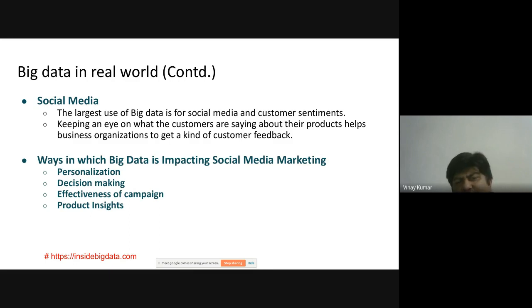The way in which big data is impacting social media marketing: with the advent and increased use of the internet, social media has become an integral part of people's daily routine, right? Social media is not only used to connect with others, but it has become an effective platform for businesses to reach their target audience.